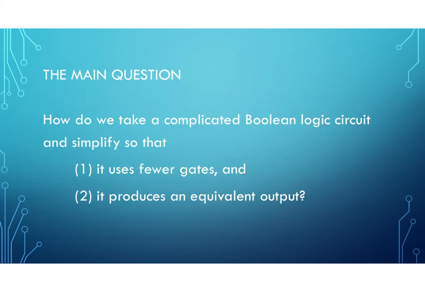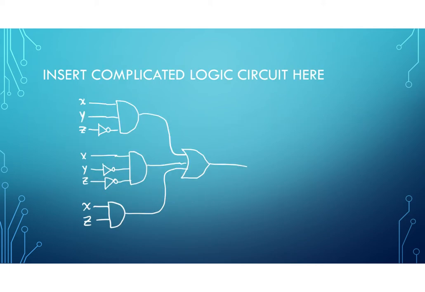The main question we want to answer with all that background information is, how do we take a complicated Boolean logic circuit and simplify it so we have fewer gates but we still get the same output? For example, let's say we have this logic circuit here. We have a few NOT gates, we have these three AND gates, and those AND gates are leading to a single OR gate. Is there a way to make a simpler circuit diagram that will produce the same output?